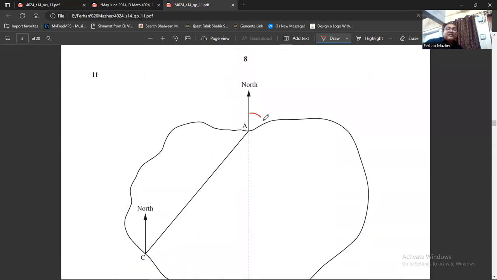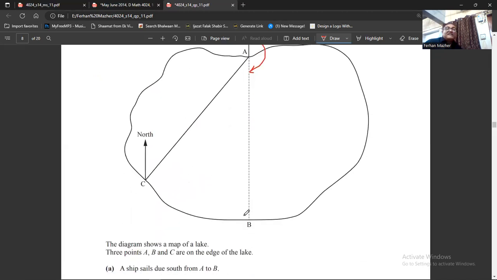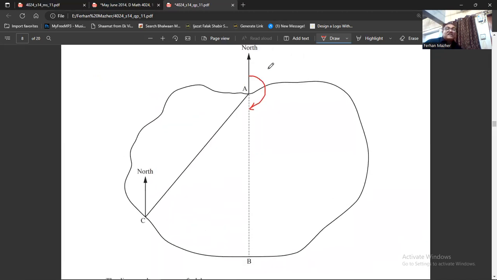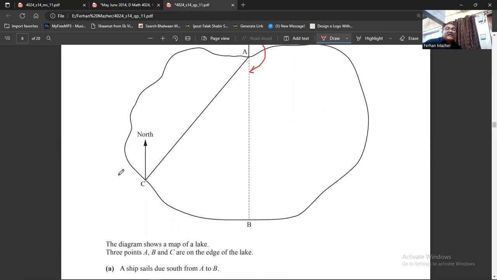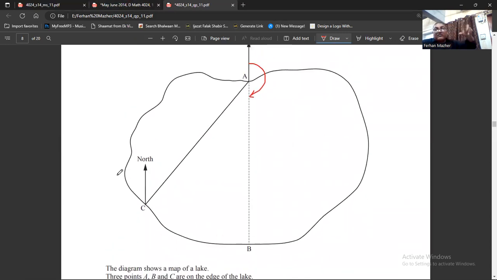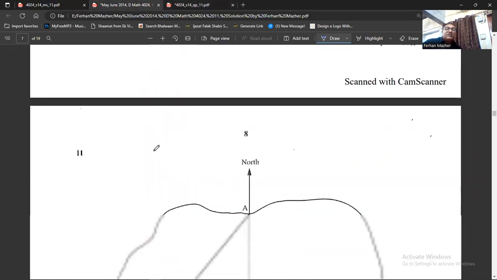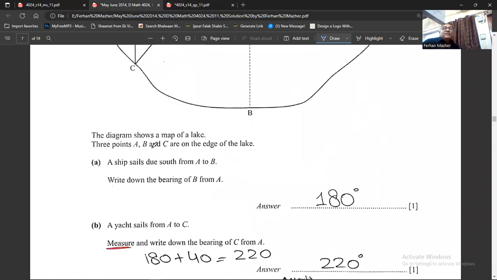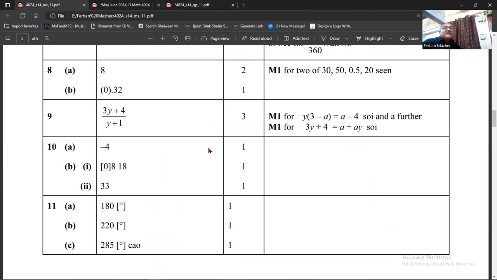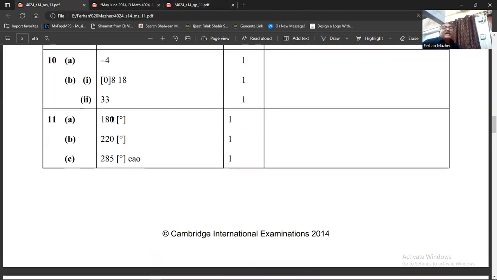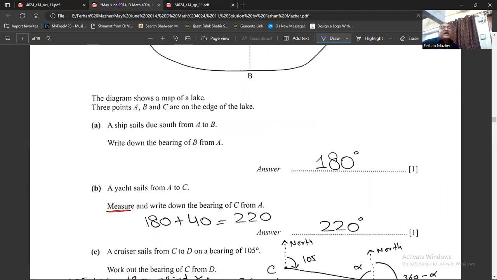The bearing of B from A: because B is exactly in the south, this angle will be 180 degrees. At A, you have the north, and from that north you come clockwise to the line AB. This angle will be 180 degrees, so the bearing will be 180 degrees. So our answer is right.